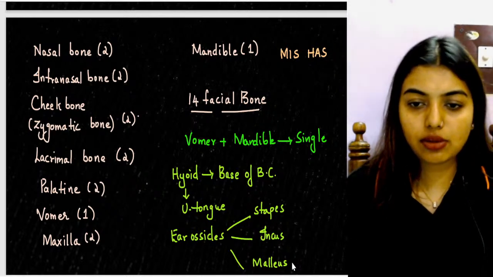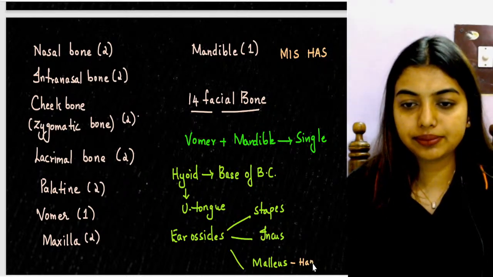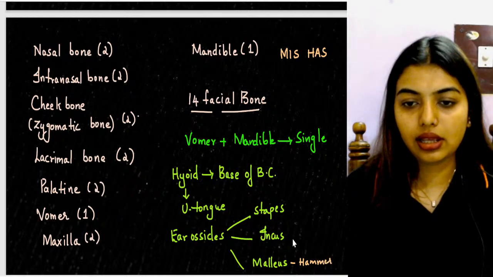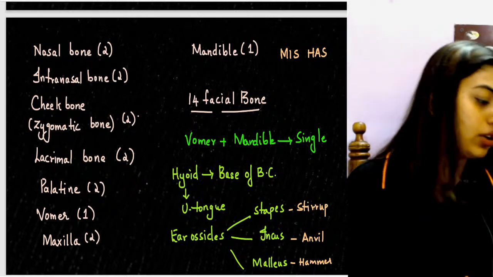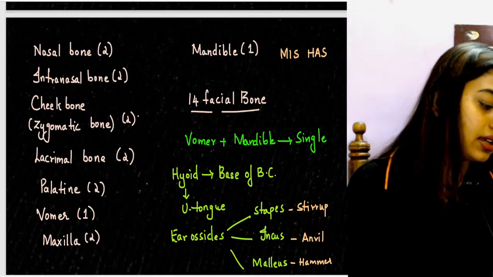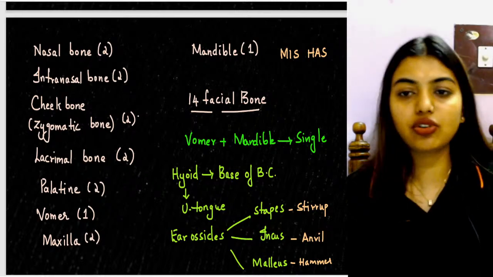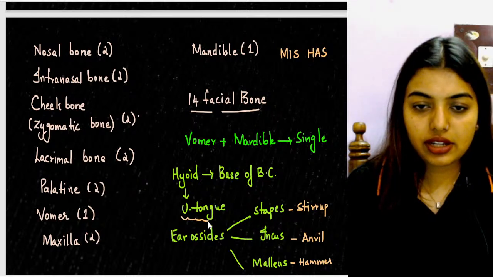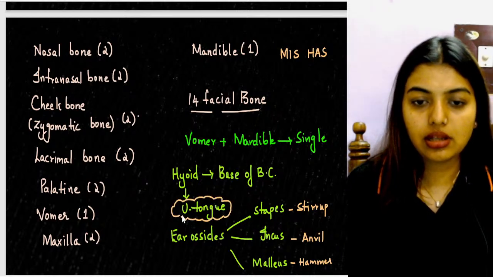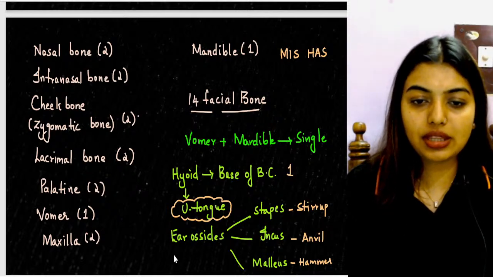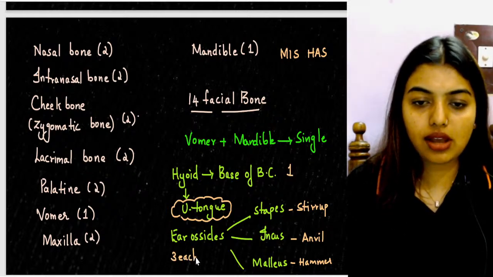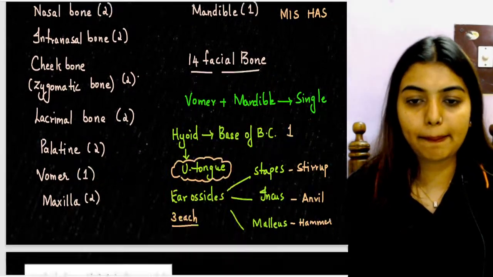So M stands for malleus, this is hammer shaped. Incus, anvil. Stapes, stirrup. This has become reversed, otherwise it will be Miss Has. Very good, Chintu. You know all the tricks. Very nice. U-shaped tongue bone is present in the base. So now, students, this is 1. This will be 3 each, since you have two ears, so 3 each is going to be there.